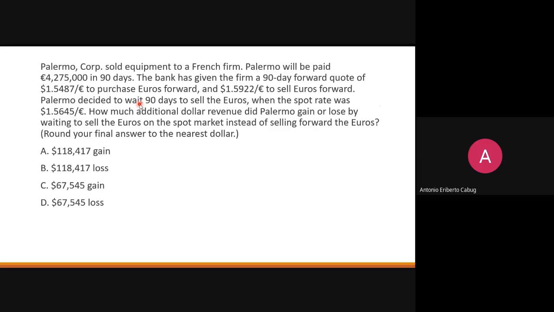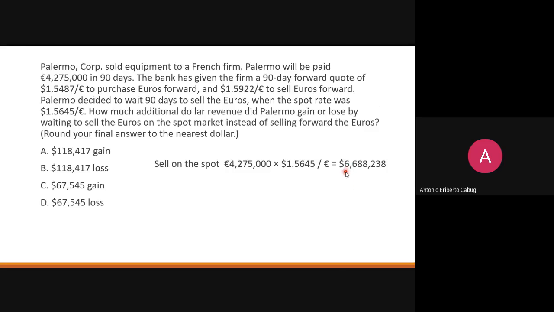Wala na? Oh, sige. So, the question is, how much additional dollar revenue did Palermo gain or lose by waiting to sell the euros on the spot market instead of selling forward the euros? Now, because Palermo sold on the spot, yun yung ginawa niya, no? Hindi siya bumili ng forward. So, hinintay niyang mangyari yung 90 days. Lapsing the 90 days, the spot is already 1.5645.